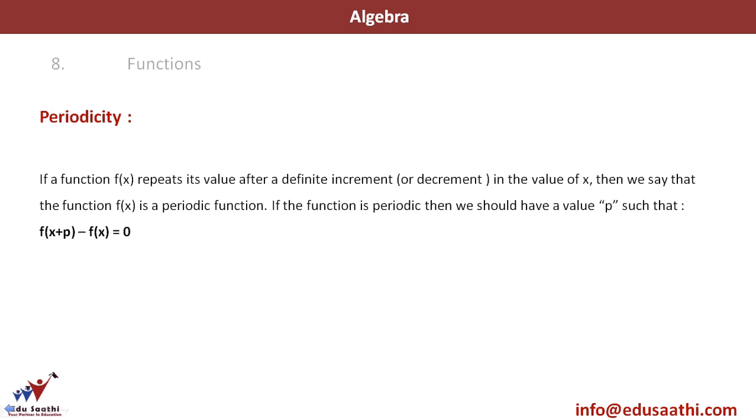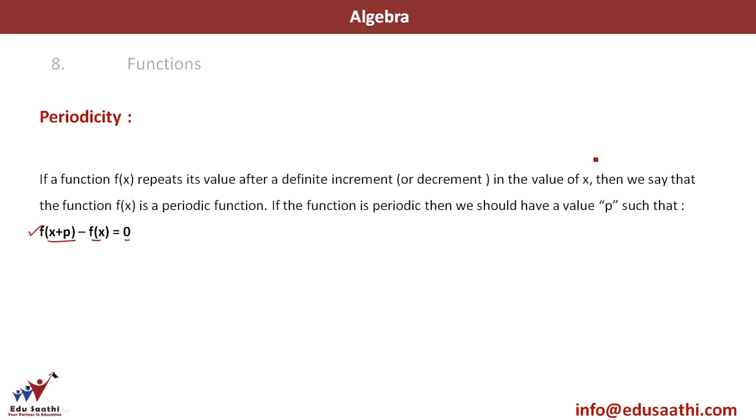Periodicity of a function. If a function f(x) repeats its value after a definite increment or decrement in the value of x, then we say that the function f(x) is a periodic function. If a function is periodic, then we should have a value p such that f(x plus p) is equal to f(x), or f(x plus p) minus f(x) is equal to 0.